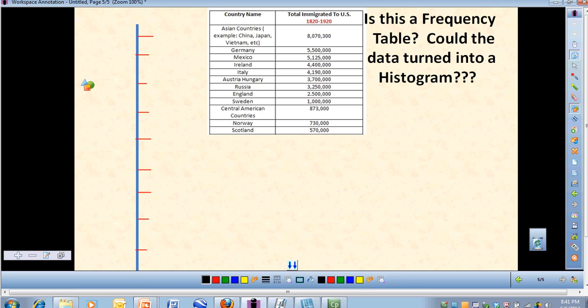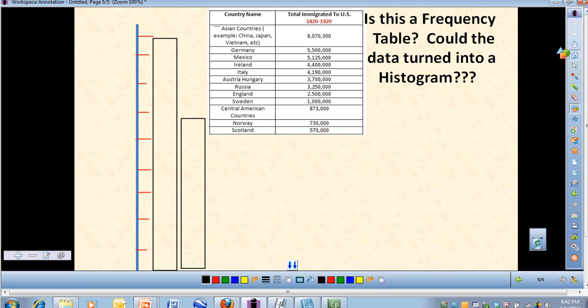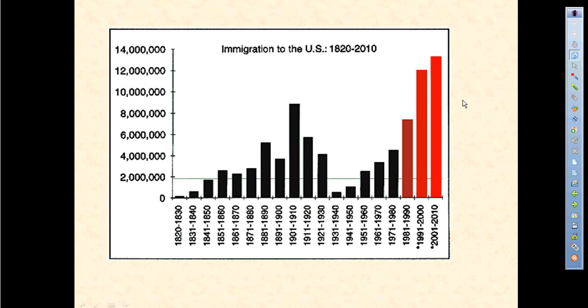1 million. 2 million. 3 million. 4 million. 5 million. I know those divisions might not be exact. 6 million. 7 million. 8 million. 9 million. We could keep going if we needed to.